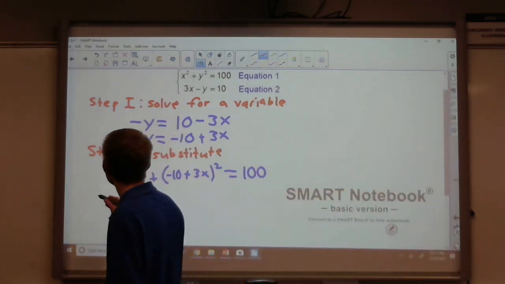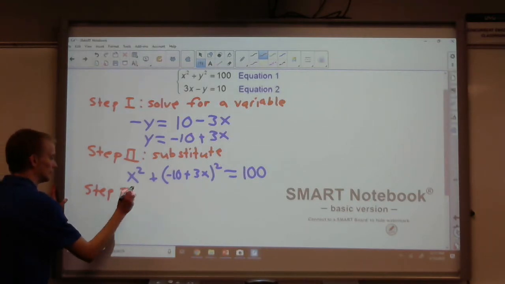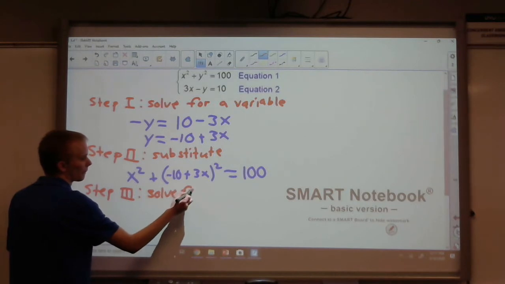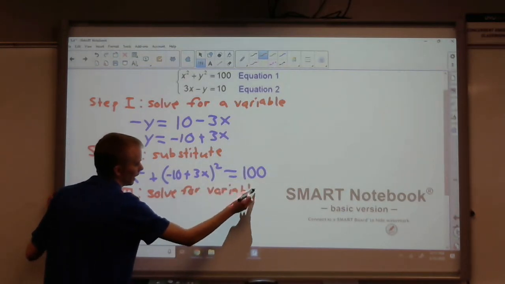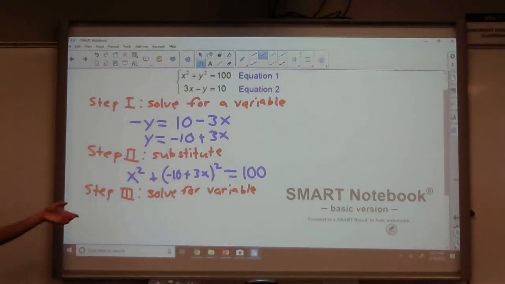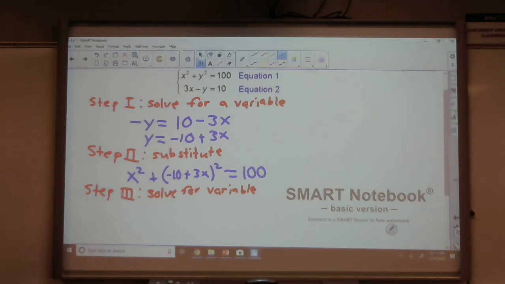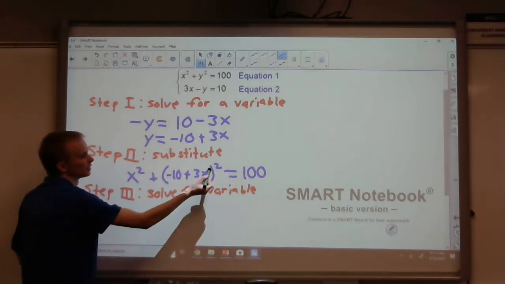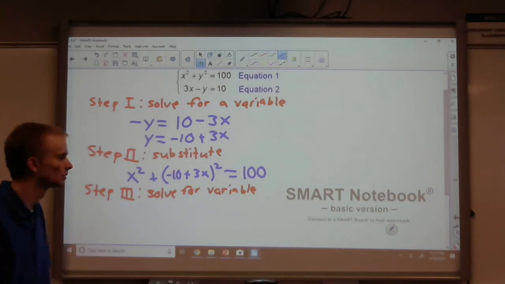That leads us to our last step here. Step 3, solve for the variable. Okay. So let's go ahead and solve this. How am I going to do that? Well, I have a square here over this whole thing. So I should distribute this out, okay?